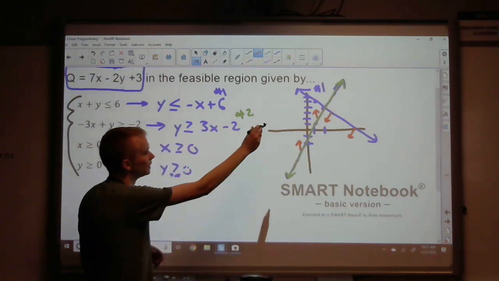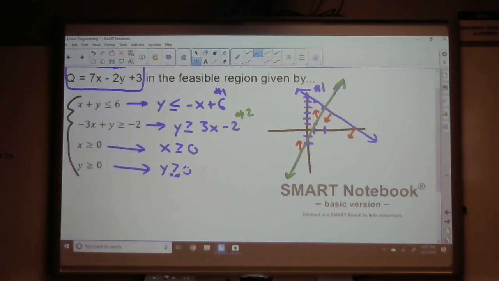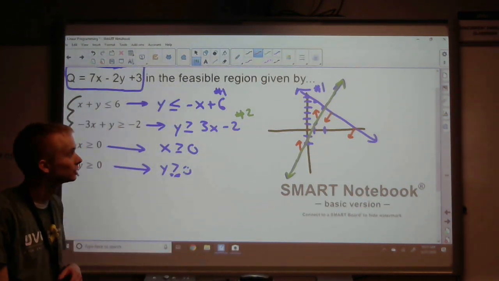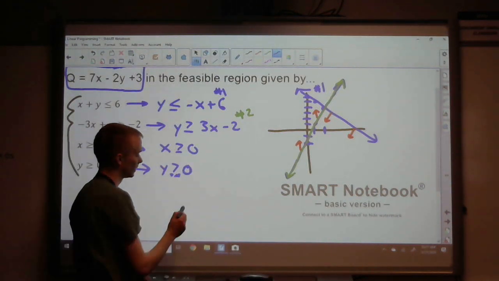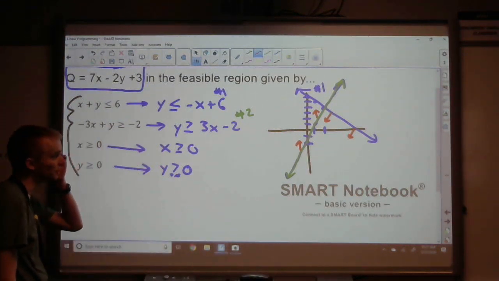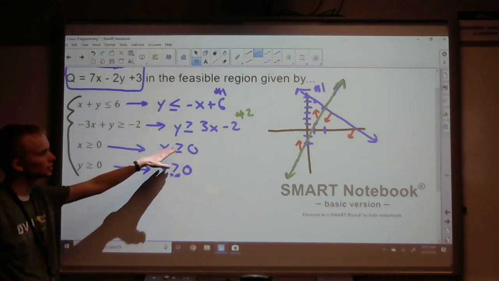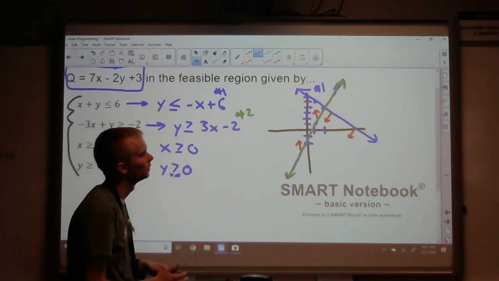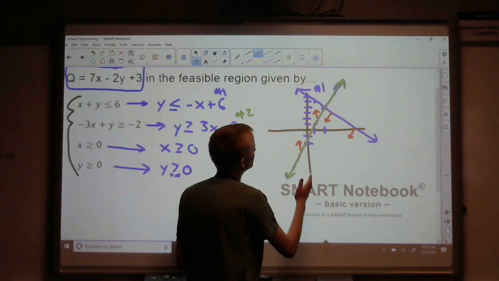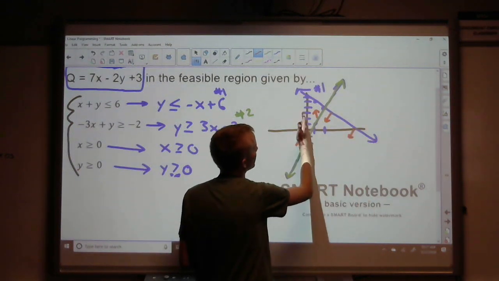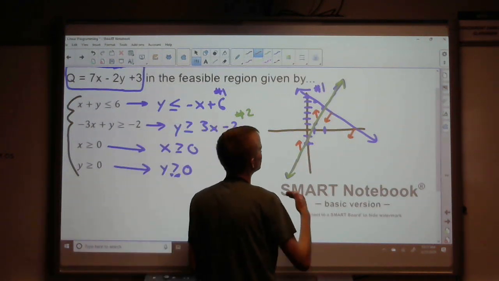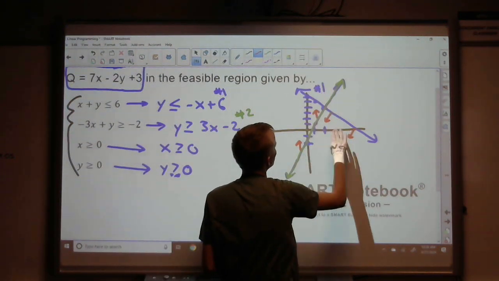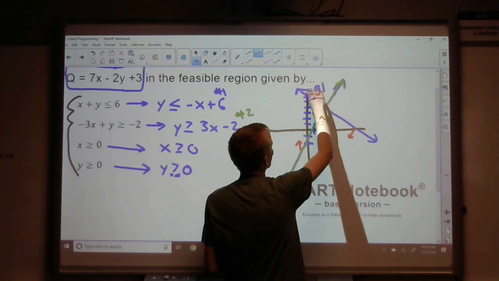So it's going to be shaded on that side of the line. I'm just putting in arrows so that we don't get too confused with all the colors swirling around. Okay? So the last things we want to do is x is greater than or equal to 0. So that's going to happen over here, right? And then y is greater than or equal to 0 is going to be over here. So essentially, we're just going to be in this corner, right?